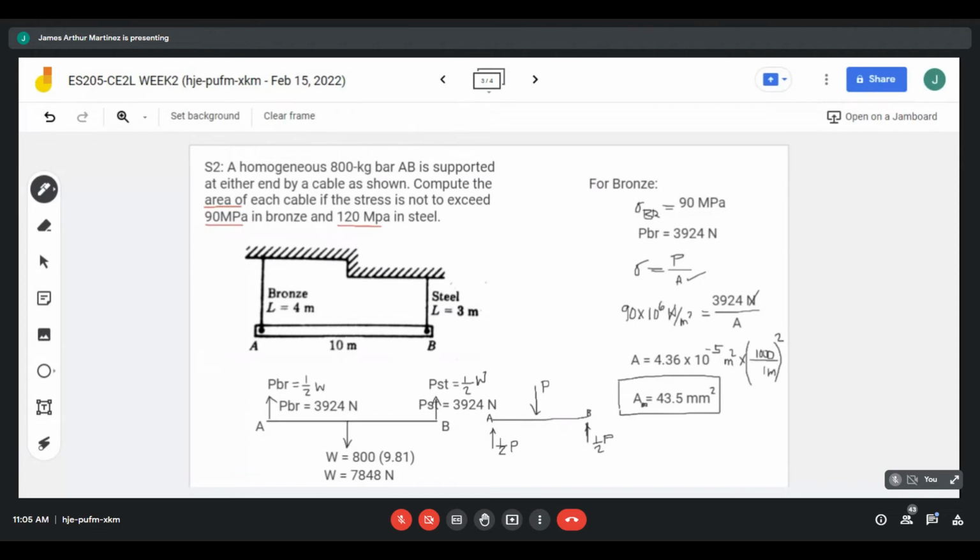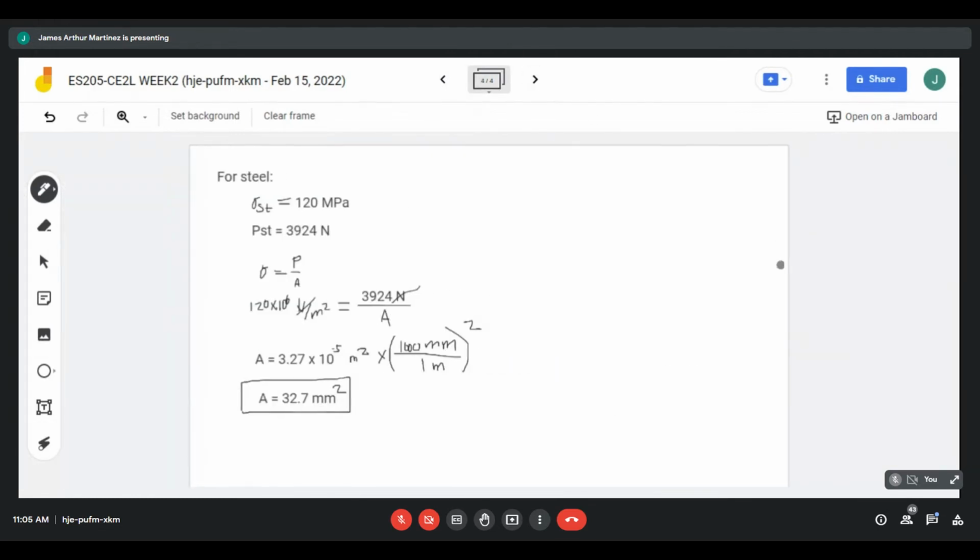Excuse me, sir. Can you take a screenshot here of the steel, sir? Okay. Thank you. Okay. Thank you, sir. Okay, so let's proceed with our sample problem number 3.